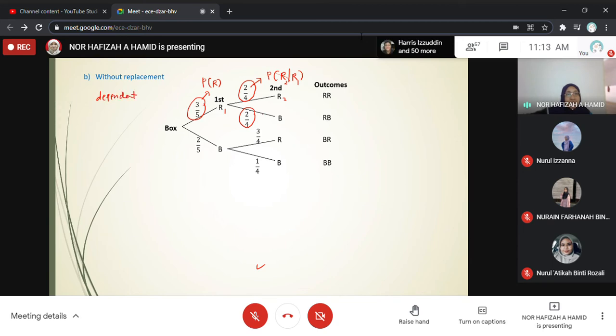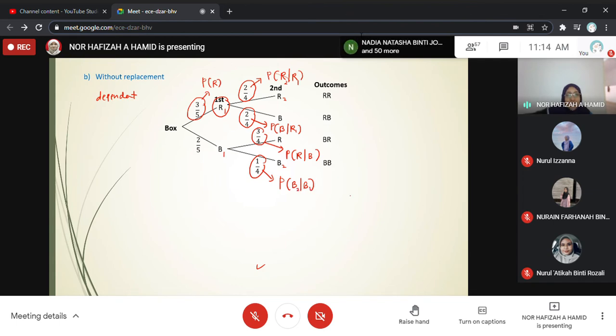Okay, dia notation macam sama juga untuk yang second itu 2/4. So yang ni dia refer to probability for B given R1. Okay, sebab dia probability untuk yang second ni dia effect, dia depends on probability yang first ni. Okay, sama juga 3/4. So this 3/4 dia represent probability for R given B. And last 1/4 ni represent probability for B given B. Contoh kat sini B2 and then this one B1. So probability for B2 given B1.